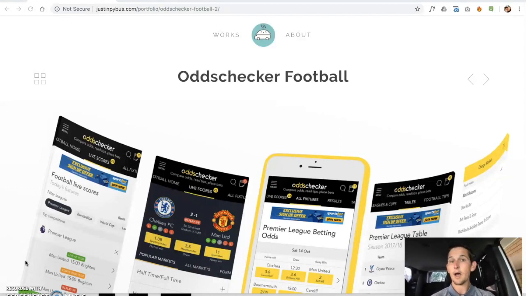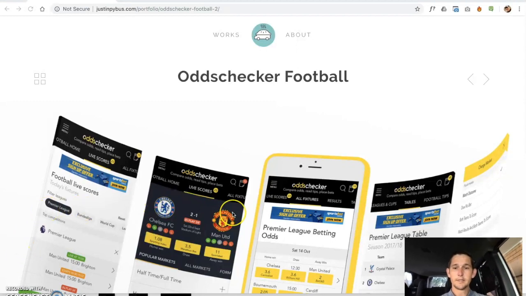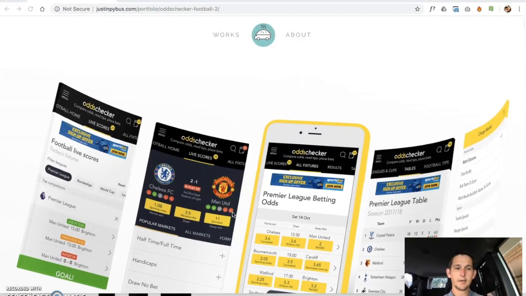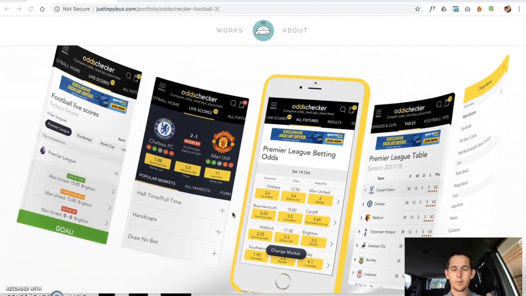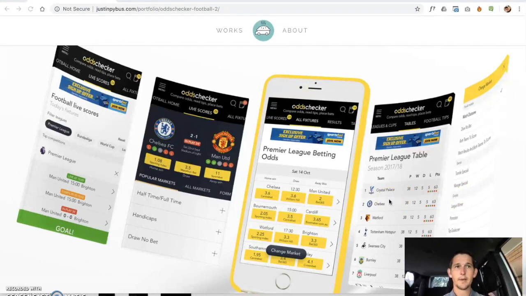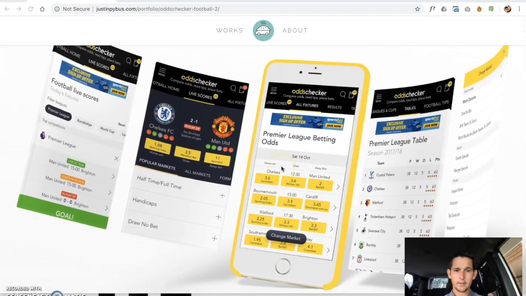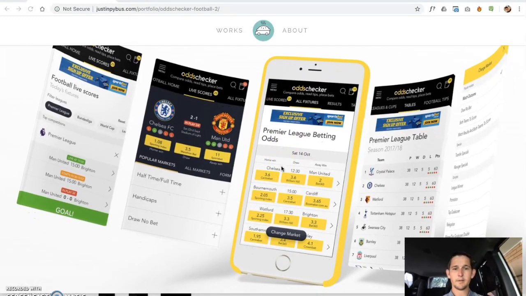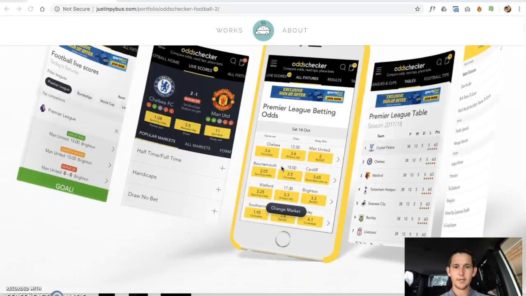framework for redesigning either websites or mobile apps with a data-driven approach, and that's what I wanted to share with you today. So what you can see here is Odds Checker Football. This is the case study that I'm going to go over quite briefly, and what you can see up here is a whole bunch of the screens that ended up coming out of that redesign project. The project itself probably spanned over a period of about 4 or 5 months, and we did a whole bunch of different things to get the right data to inform the redesign, and there were a number of stakeholders involved as well. So it was quite a complex little project.